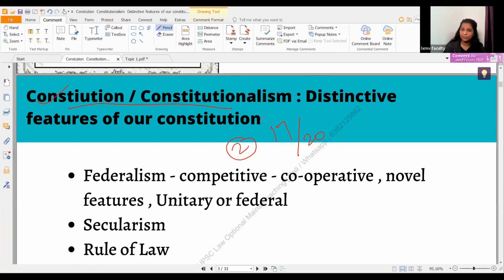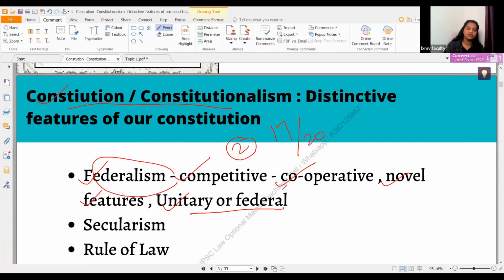So the first most important topic is federalism. When we're talking about federalism, each and everything about federalism is not important. What is competitive federalism? What is cooperative federalism? What is the difference between these two? What are the novel attributes, features of our Indian federalism? Whether our Indian federalism is unitary or federal, that's what is important.